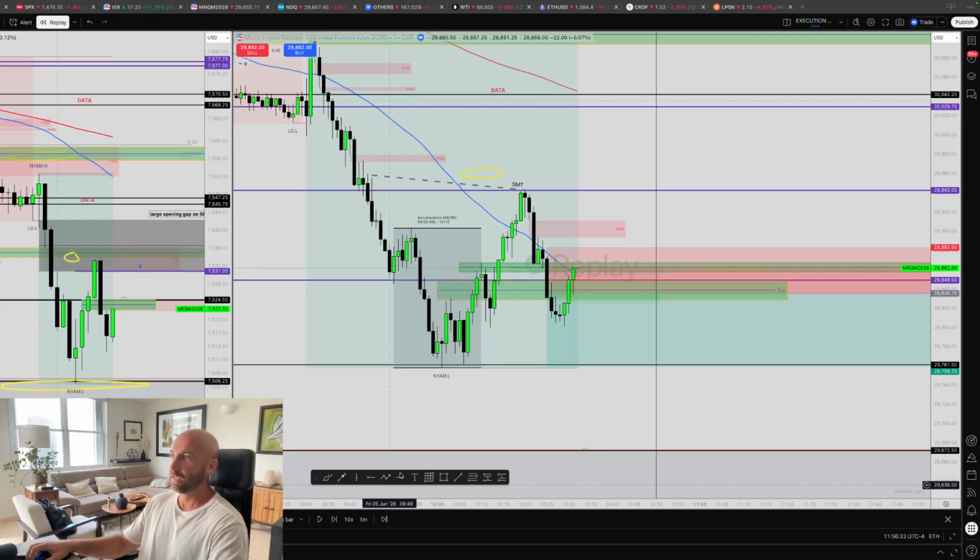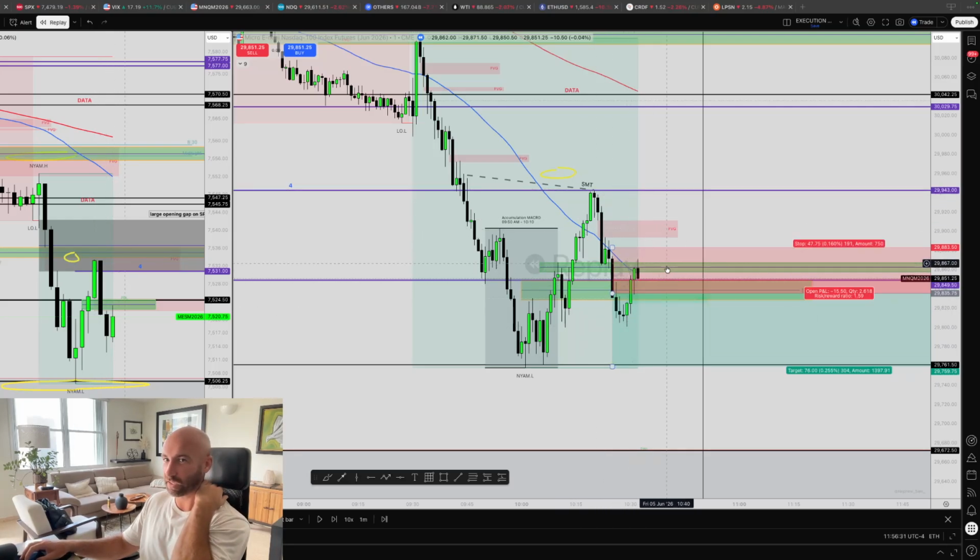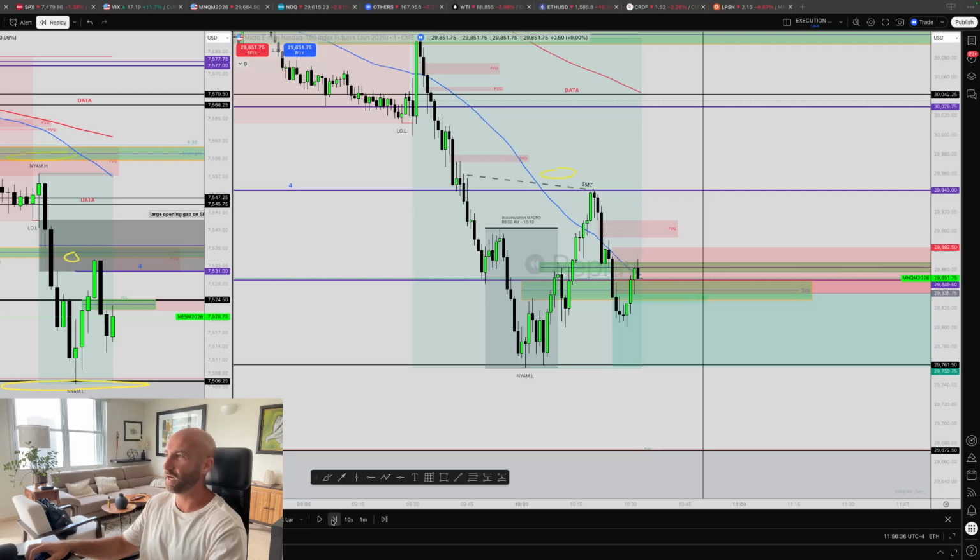Typically after you see a large sequence like this, rarely do we pop and then continue. Often we consolidate for a little and then make our move, which kind of happened here. As you can see here, I got stopped out. We came right up into this 1 hour, this 1 minute. As you can see here, we rolled right over.